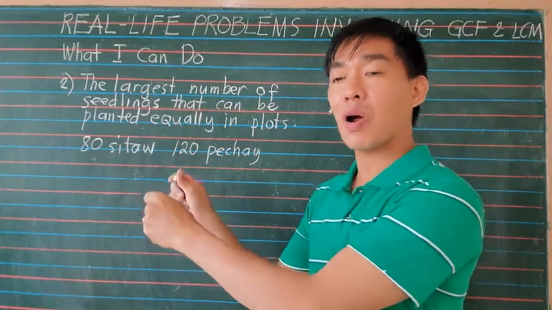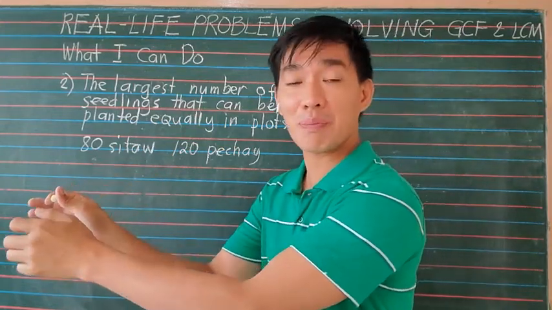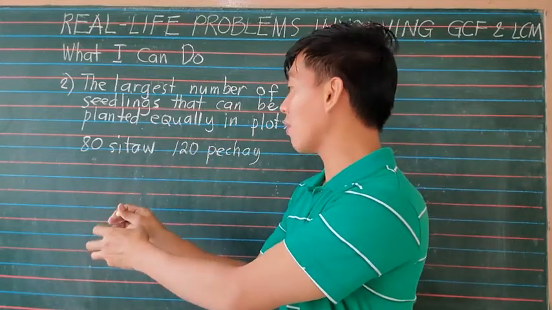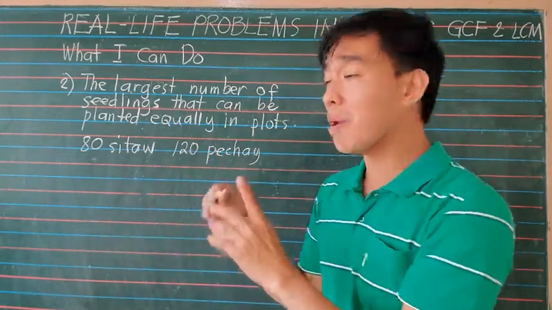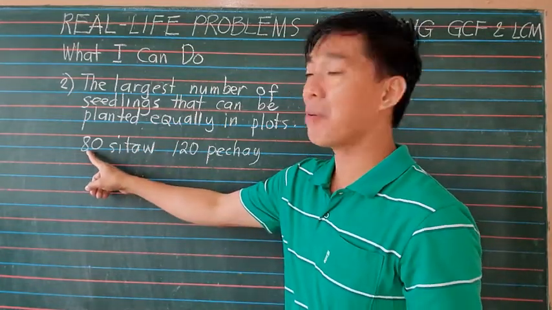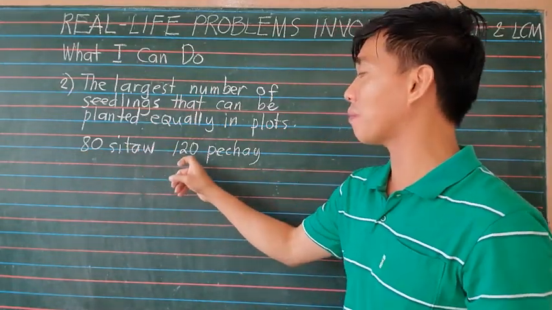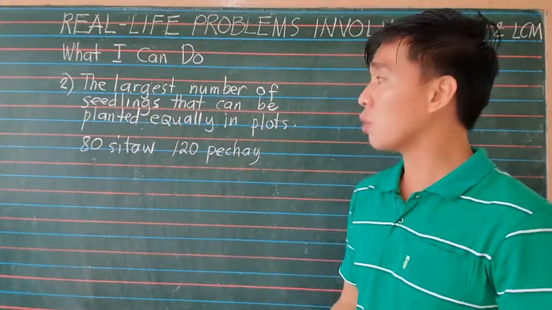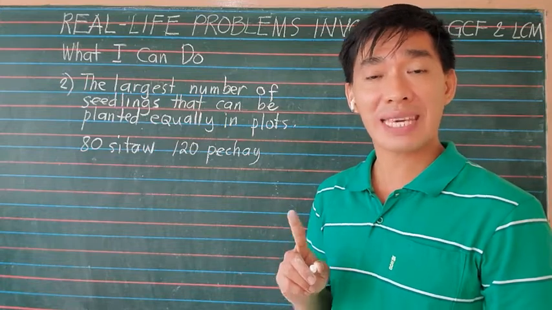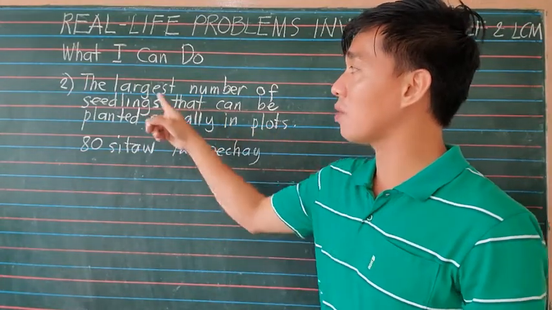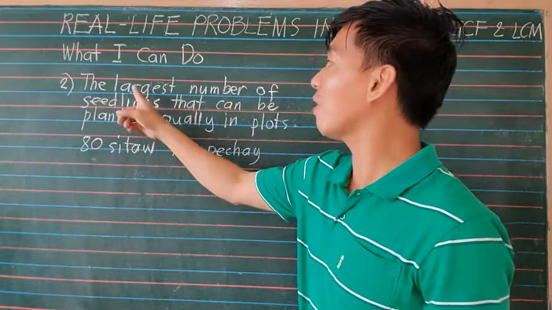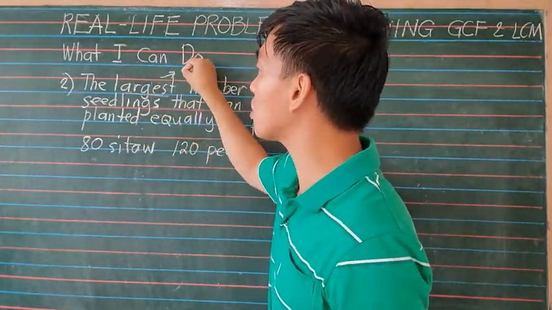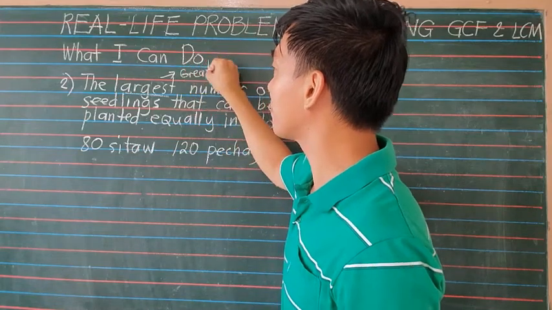Ito naman yung number of sitaw and pechay na pwedeng i-plant natin sa plot na to. At ito naman yung another set of sitaw and pechay that can be planted here. Remember that we just limit our number of sitaw to 80 and pechay to 120. To what number we could equally divide them? So, if you are also very keen in looking at the problem, we do have a word clue here, the largest number of seedlings. And when you see largest, that is also synonymous to the word greatest.